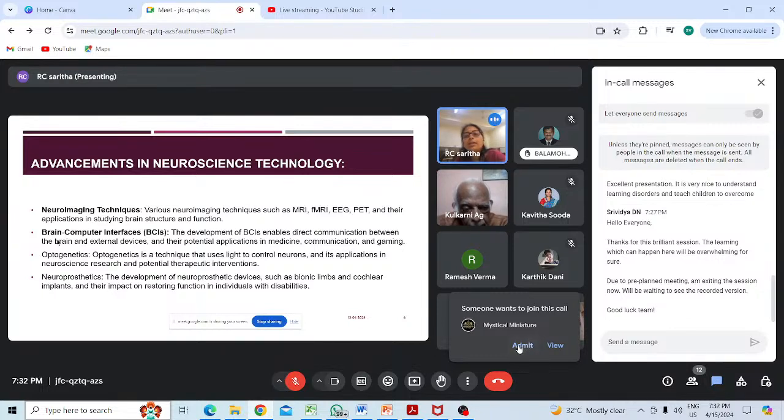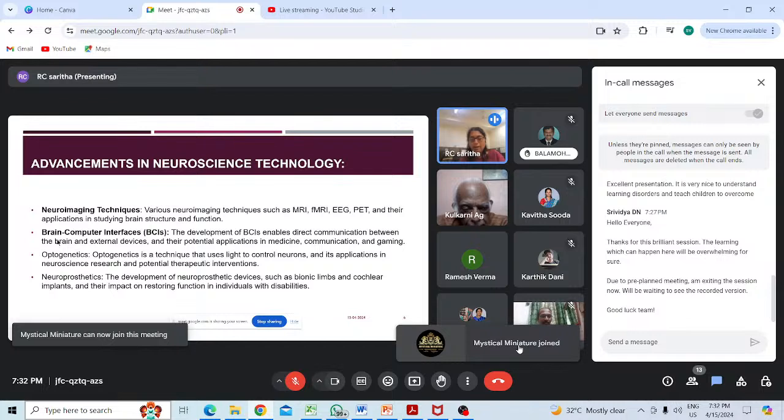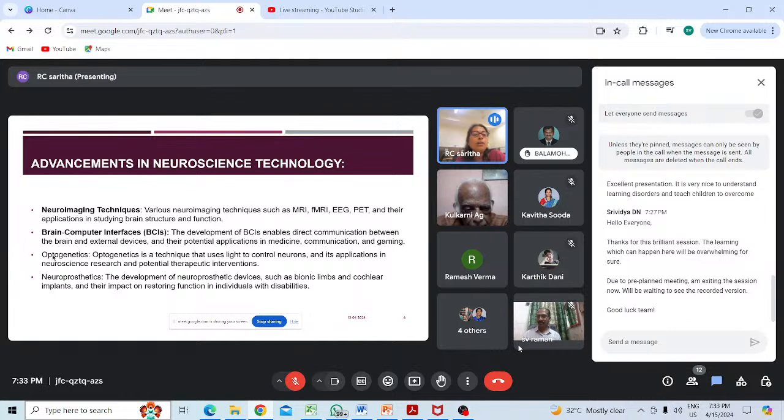So neuroimaging techniques are nothing but techniques like MRI, fMRI, EEG, and PET, which can be applied to study the brain structure and functioning, how the brain is functioning, by taking those images. And the second technique which we are using is brain-computer interfaces. This is a direct communication between the brain and an external device.